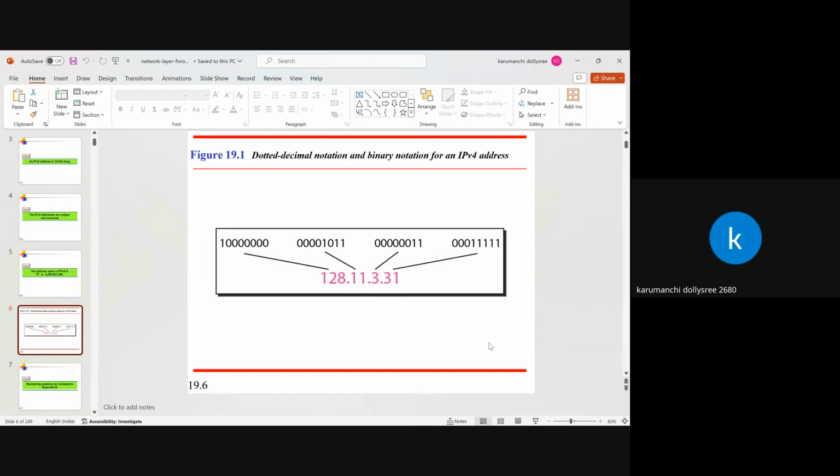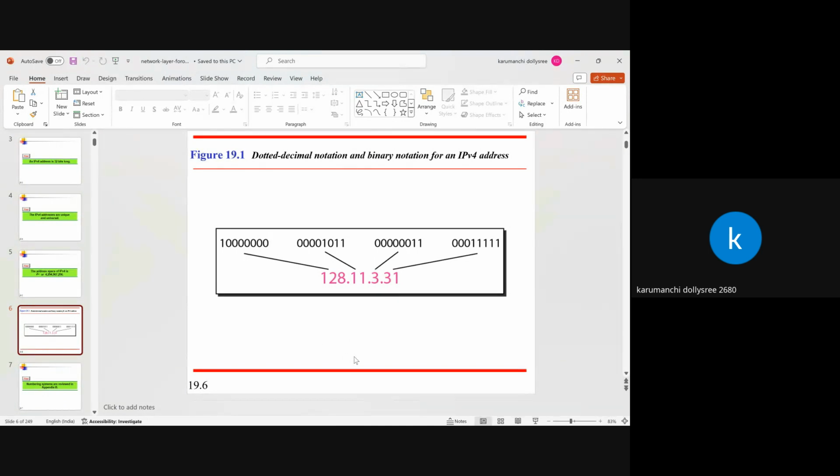What are zeros and ones? Zeros and ones is binary, right? Yes or no? So here 128, 11, 3 and 31 are all decimal, right? Yes or no? To represent each digit, we have 2 power 0, 2 power 1, 2 power 2, 2 power 3, 2 power 4, 2 power 5, 2 power 6, 2 power 7. In this way we will represent it, right?